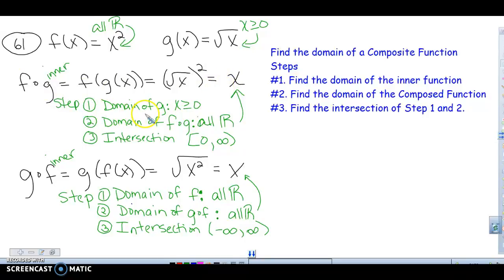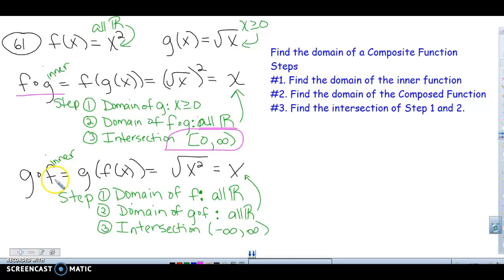Now let's find the domain. The domain of the inner function g, we said, was x greater than or equal to 0. The domain of f composed with g, which is the composed function, looks like this. It has no fraction, it has no even radical, so we would say the domain is all real numbers. Now what is the intersection of x being greater than or equal to 0 and all real numbers? The intersection would be from 0 to infinity. And that would be my final answer to turn in for the domain of this composed function.